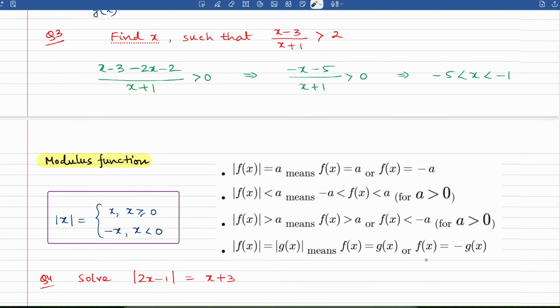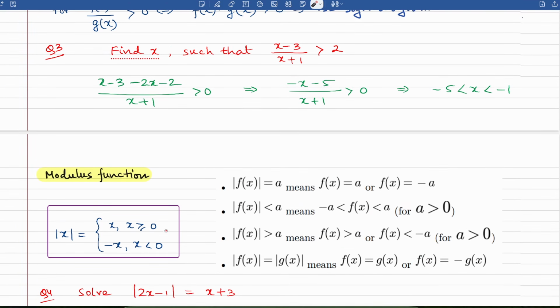The next portion is the properties of the modulus function. How do we define the modulus function? The modulus function or the absolute value function is defined as mod x is equal to x if x is greater than or equal to 0, and minus x if x is less than 0. The equality sign can be placed here also, it doesn't matter because 0 is neither positive nor negative.